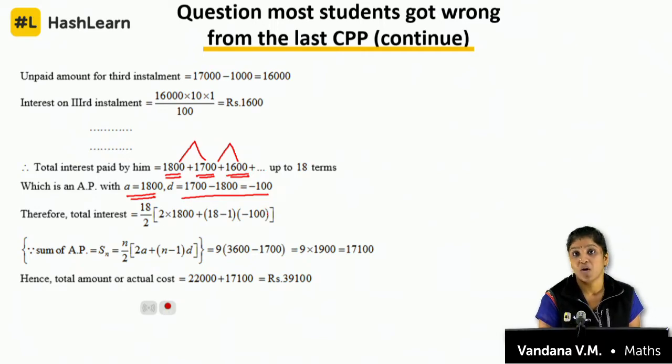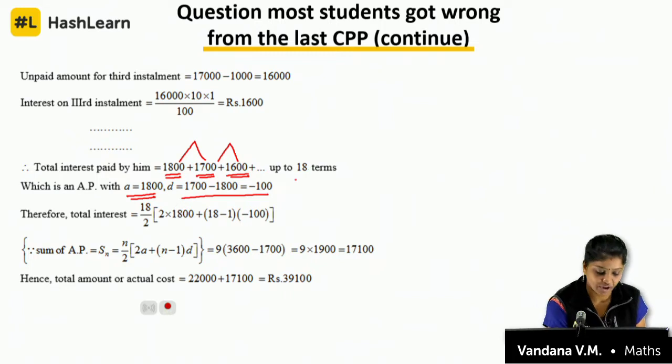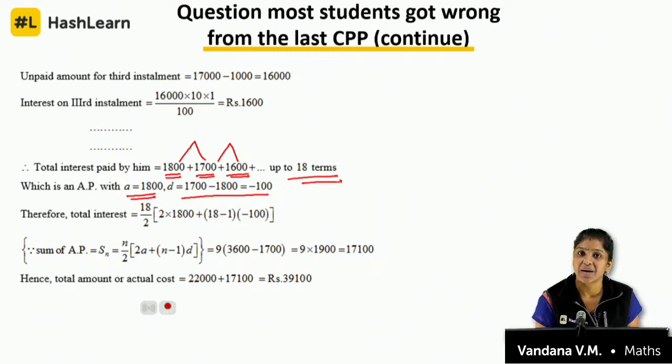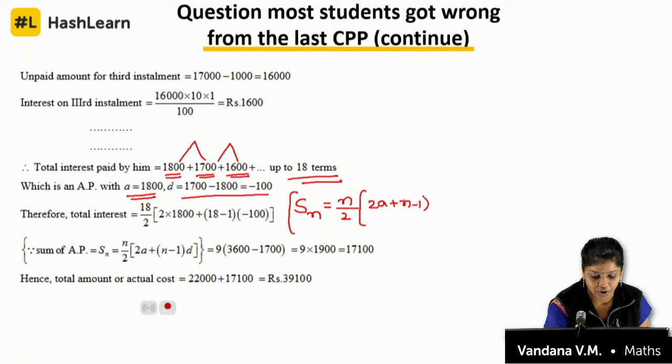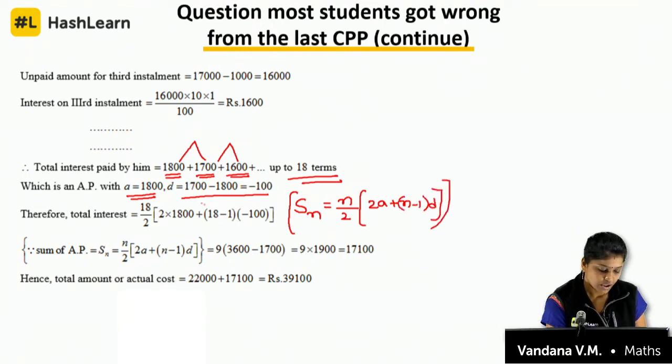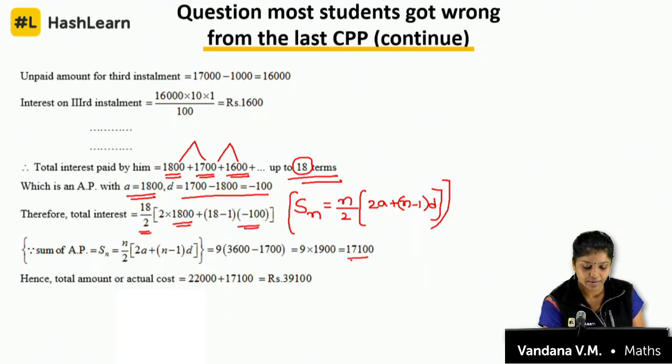Actually, what I have to find out is how much he paid totally after 18 terms. So that means the sum of all the terms. So what is the Sn formula? The sum of all the terms in AP is n by 2 into 2A plus (n minus 1) into D. This is the formula. So n means how many terms he is paying? 18 terms. So n by 2, 18 by 2 into 2A. A value is 1800. Just substitute over here, and then you will get this much.